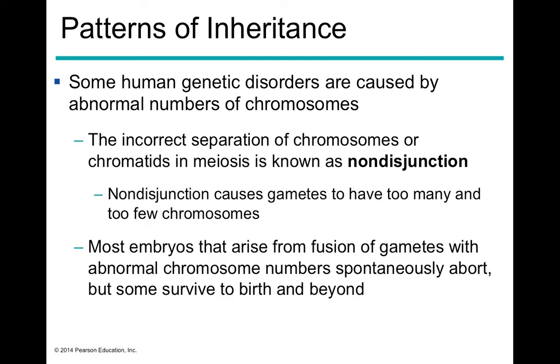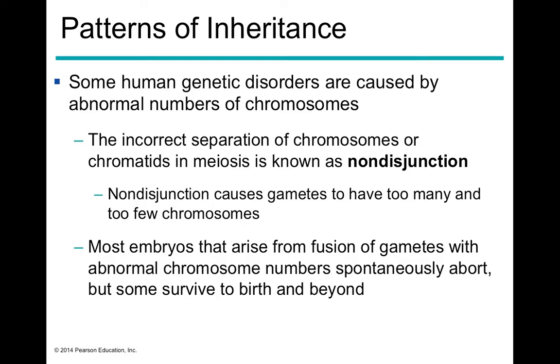Okay, so sometimes we can end up with genetic disorders arising by the chromosomes aligning incorrectly and separating incorrectly during meiosis, and that's called non-disjunction. And non-disjunction means that we're going to create gametes that have one too many or one too few chromosomes. Now, usually this is what we call embryonic lethal, or it's going to cause a spontaneous abortive event. But sometimes individuals that are embryos arising from this defective disorder can survive to birth and beyond.